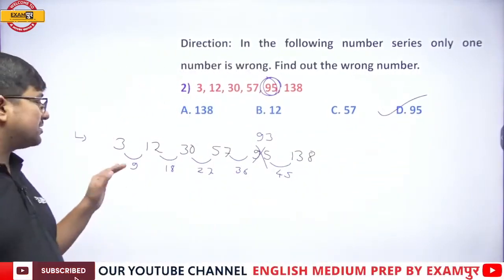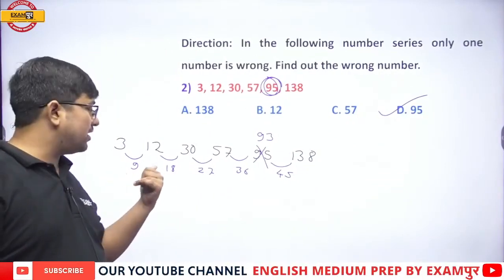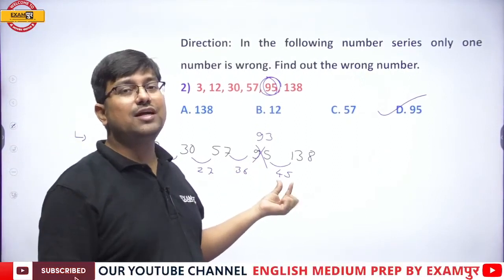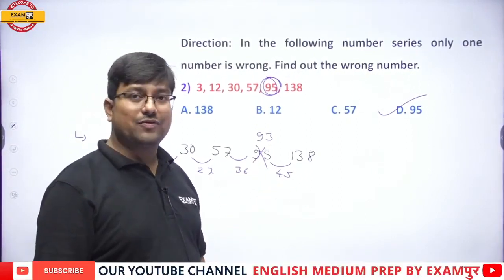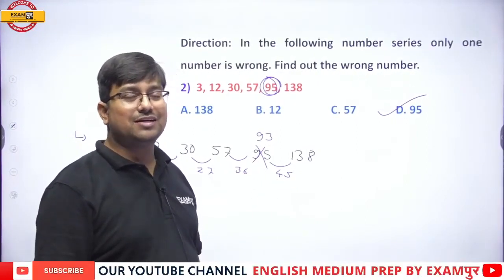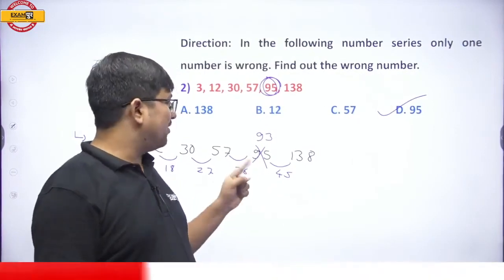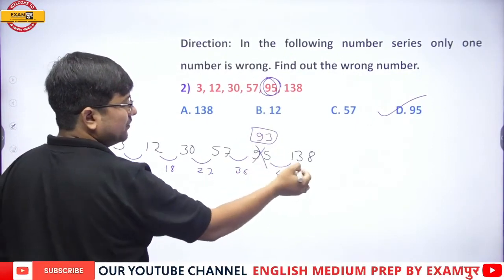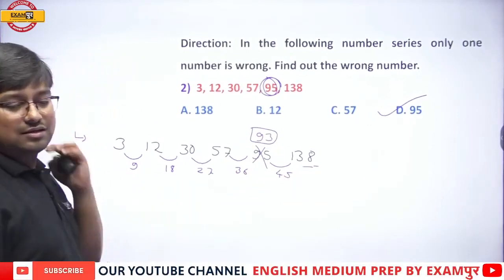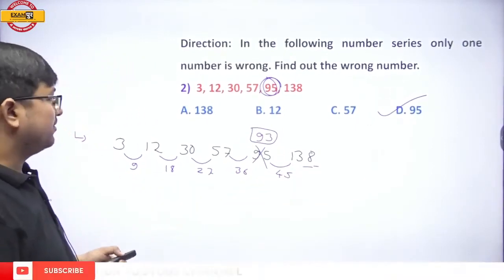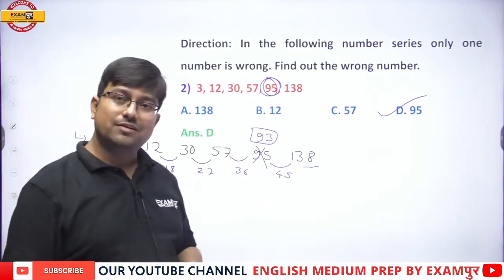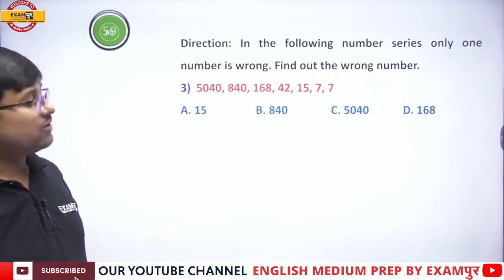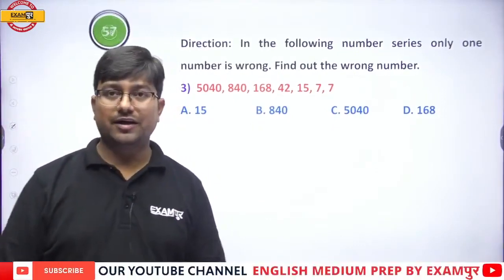Because the difference between them is consecutive multiples of 9. 9, 18, 27, 36. Now it should be 45. All right, everyone. Getting it, everybody? Yes or no? Okay. And now, see, here also, if 93 is there, if you add 45 to it, you will be getting this, isn't it? Yes or no, my dear students? Now, this is fine. Answer is option number D. Okay. Next. Solve this one. Hurry up.